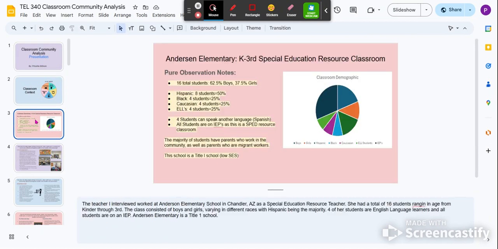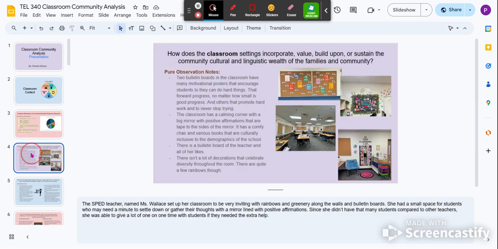So the teacher I interviewed worked at Anderson Elementary School in Chandler as a special ed resource teacher. She had a total of 16 students ranging in age from kinder through third. The class consisted of boys and girls of different ages and different races, with Hispanic being the majority. Four of her students are English language learners, and all students are on an IEP. And Anderson Elementary is considered a Title I school.